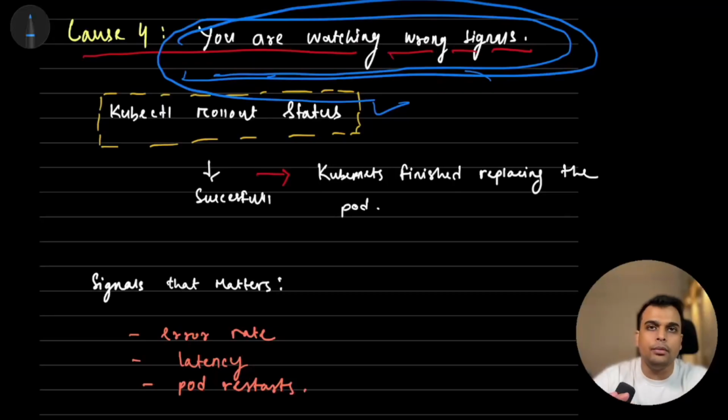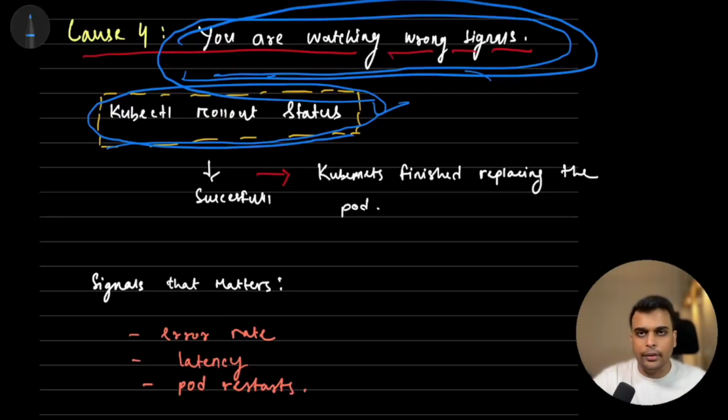So most of the teams watch one command during a deployment, which is nothing but your kubectl rollout status, which is a very generic command which we try to see. So most of the time it says successful. Then people assume everything is fine. But that will only tell you whether Kubernetes has finished replacing the pods or not. It does not tell you whether all the user requests are successful or not, which is an important metric to track during your deployment.